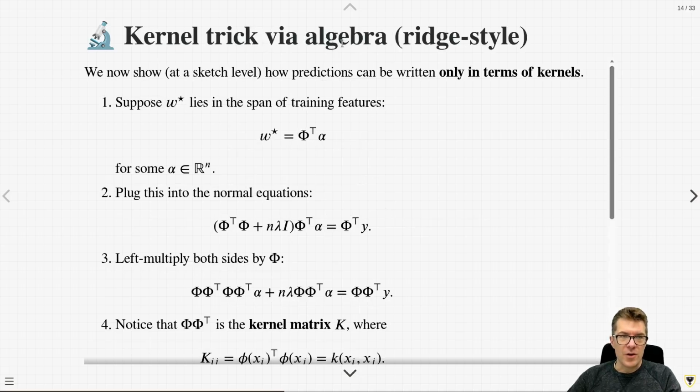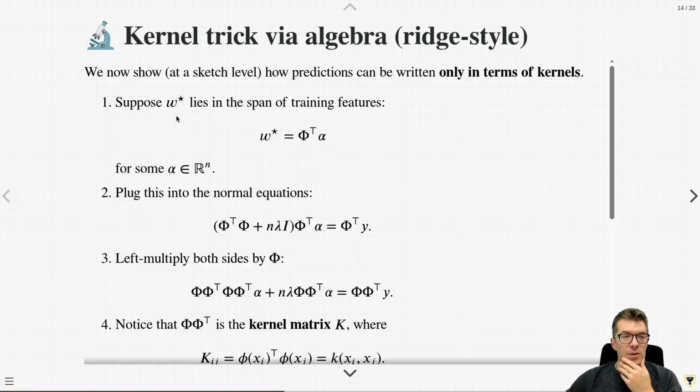So the so-called kernel trick via algebra, this is only a sketch. But this is how predictions can be written only in terms of kernels. We have our training data, and we define our kernel matrix, which is just the pointwise similarities between points x and x prime. So we have that stored in memory somewhere. In some sense, the kernel matrix becomes our model, and we want to make predictions using only this matrix of similarities. Can we even do that?